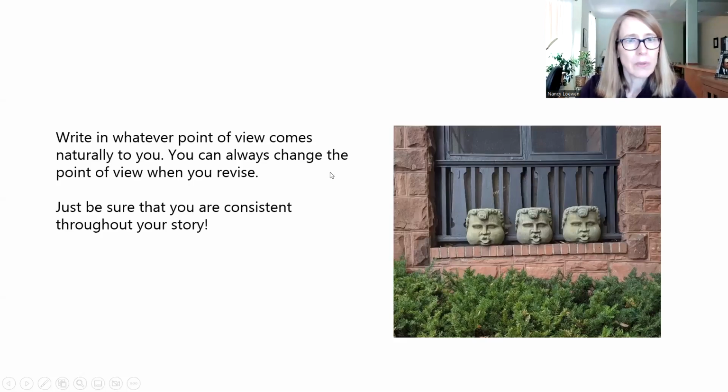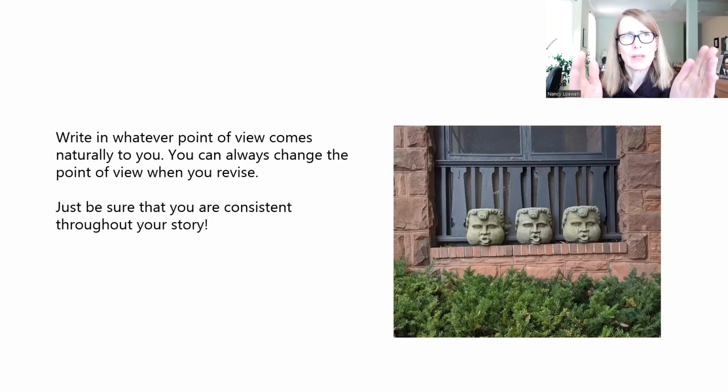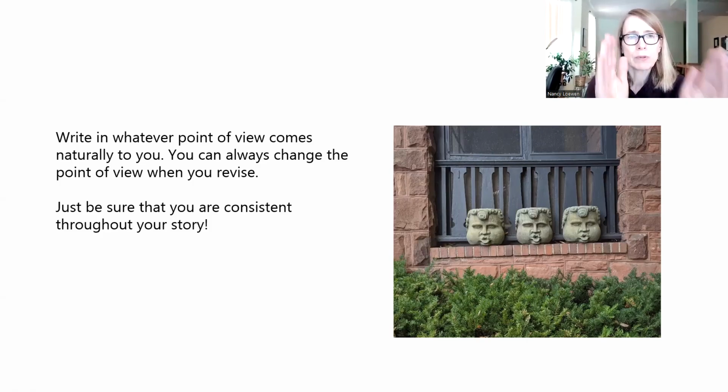So you can write in whatever point of view comes naturally to you. And in the course of revision, you can experiment, you can change the point of view. The main thing is that you are consistent throughout your story. And I've already kind of alluded to that: with the limited omniscient, you could switch chapters, but if in one scene you've been writing through one person's eyes, one person's perspective, and then all of a sudden the thoughts of a different character appear, that kind of thing is jarring, and you're going to want to keep your eye out for that.